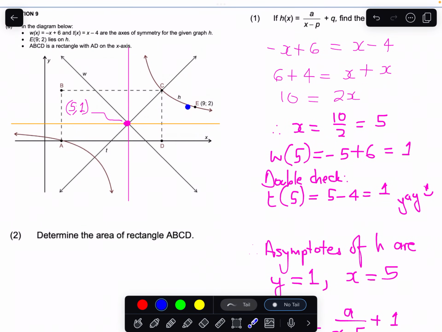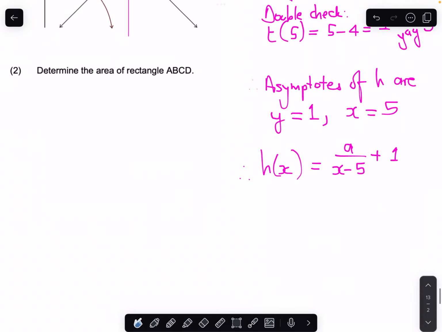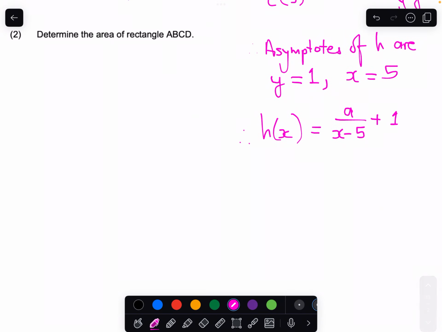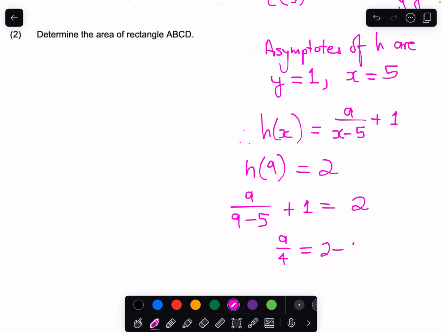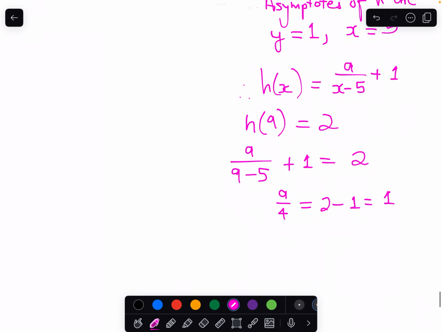For the last piece, we're going to use this point that we've been given. So we know that when x is equal to 9, the output of the function is 2. So a over (9 - 5) plus 1 is equal to 2. A over 4 is equal to 2 minus 1, which is 1. And so a must be 4.